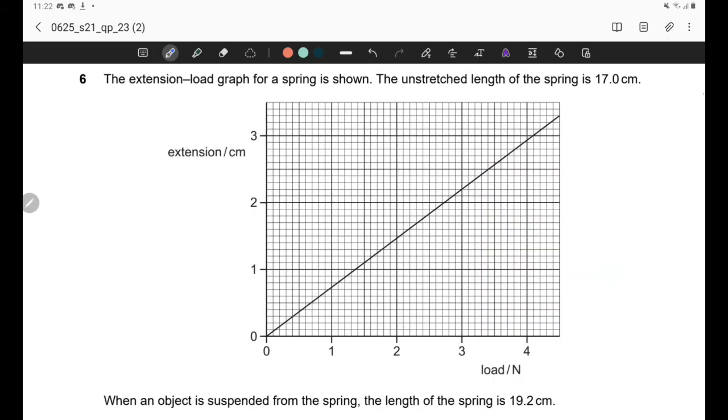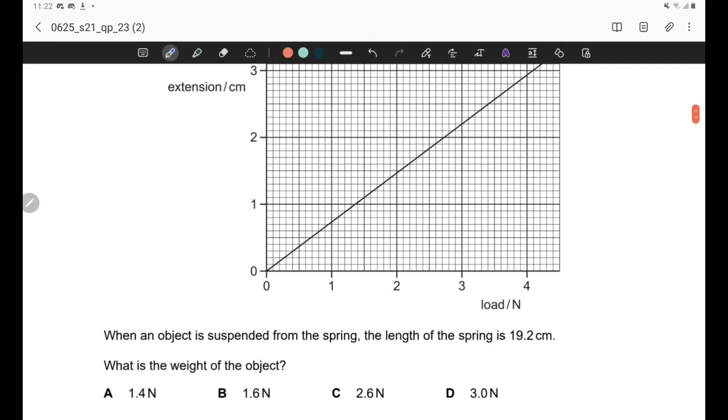Question number 6. This is from Hooke's law. The extension load graph for a spring is shown. The unstretched length of the spring is 17 centimeter. When an object is suspended from the spring, the length of the spring is 19.2 centimeter. What is the weight of the object?